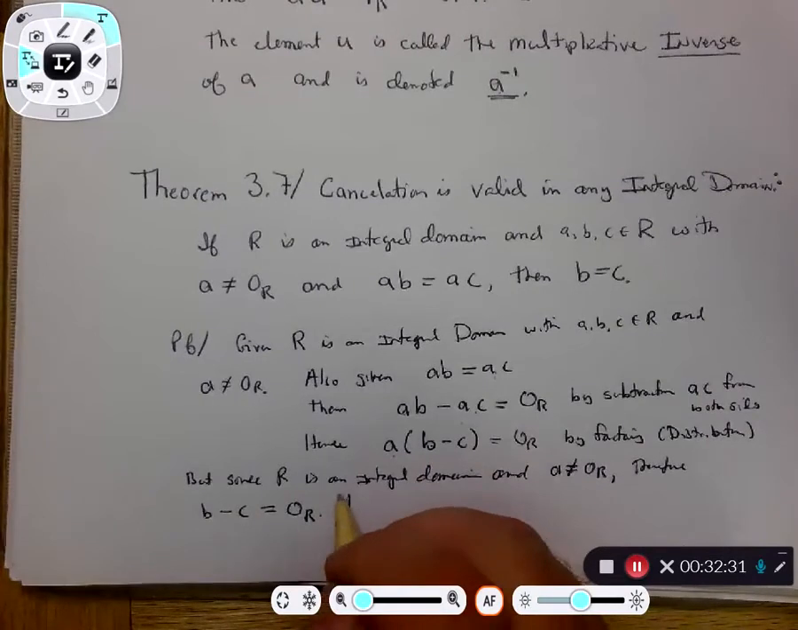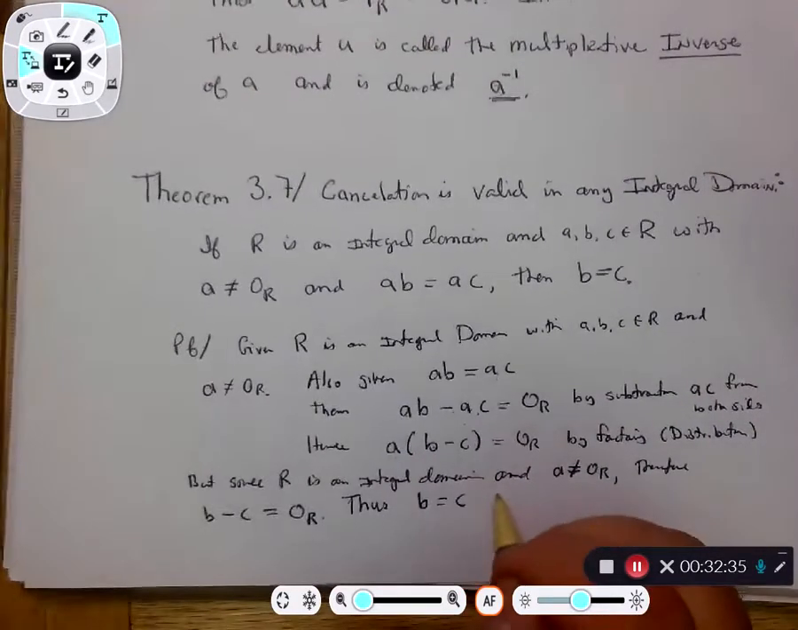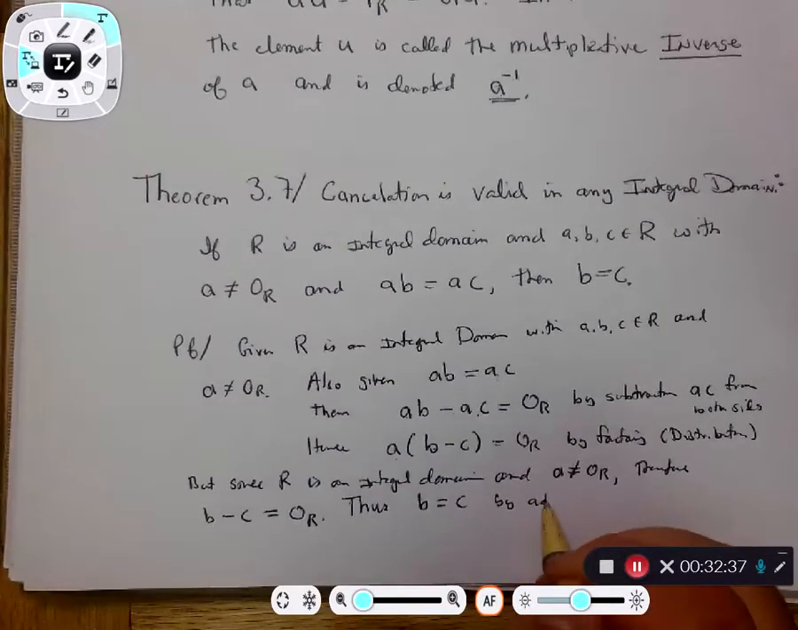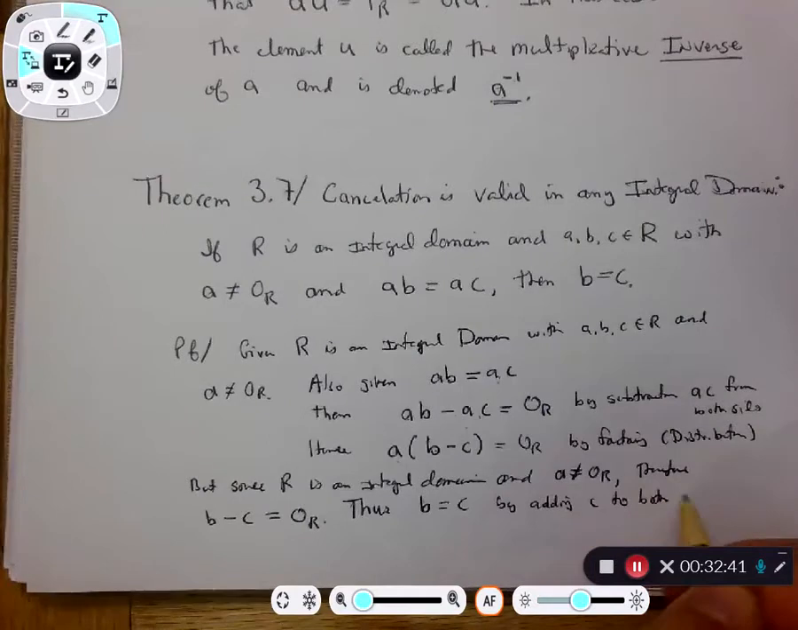Hence, or thus, B is equal to C by adding C to both sides.